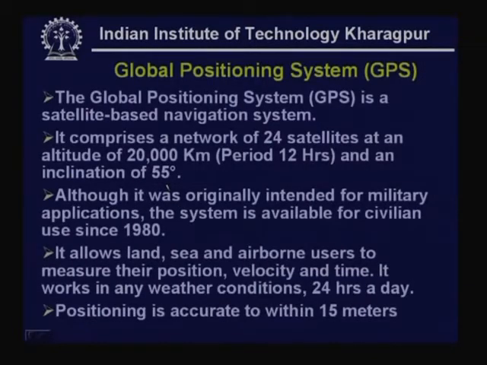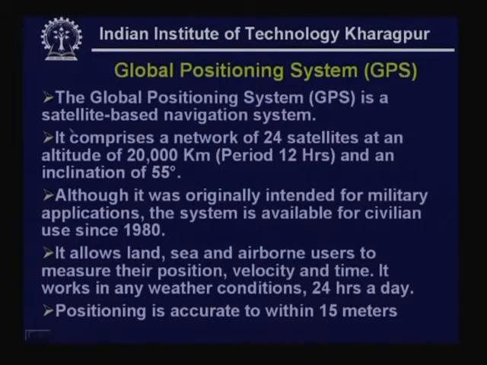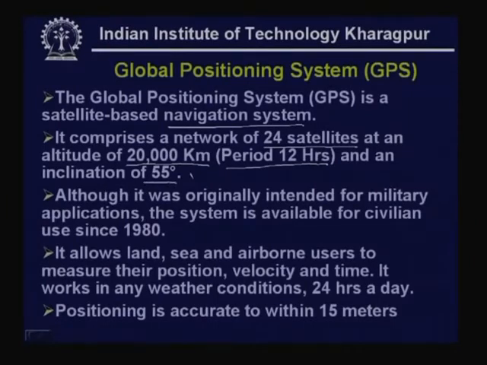And as I mentioned, the Global Positioning System or GPS is possibly one of the very popular satellite systems used nowadays, and this has been developed for a satellite based navigation system. And this comprises a network of 24 satellites at an altitude of 20,000 kilometer with a period of about 12 hours. That means, twice in a day a particular satellite is visible from a particular location, and it has an inclination of 55 degrees.